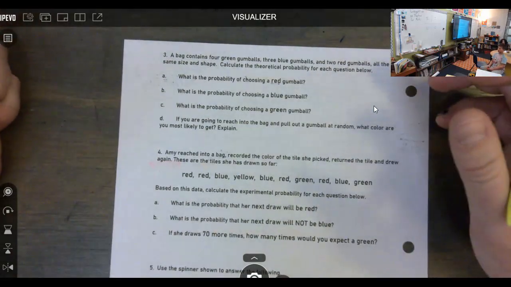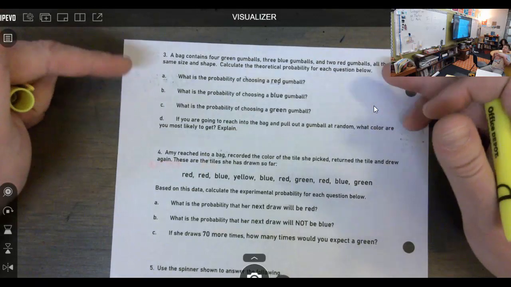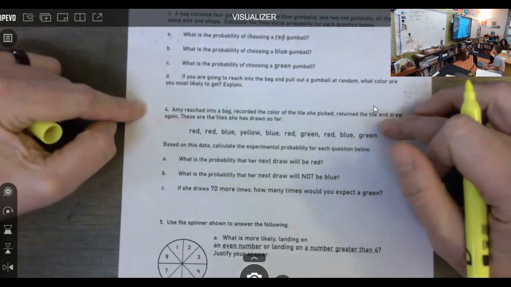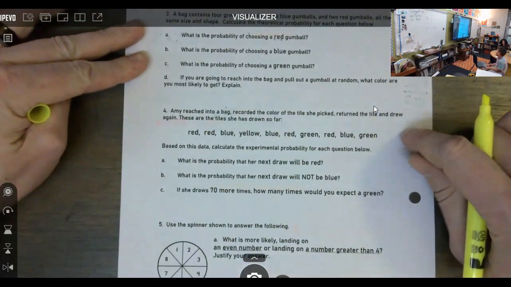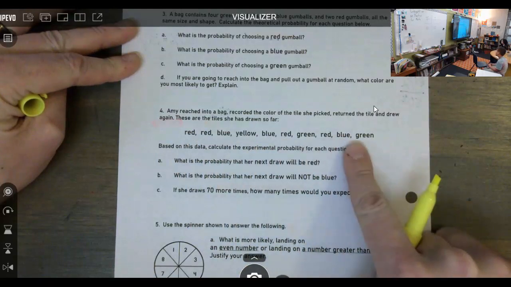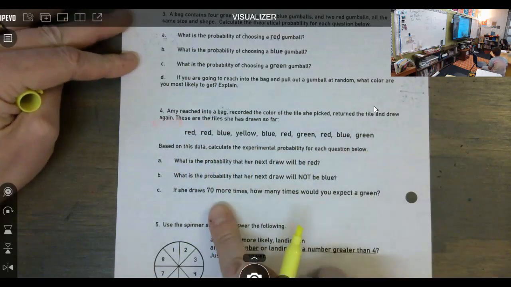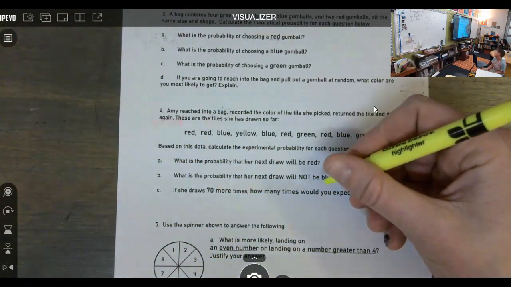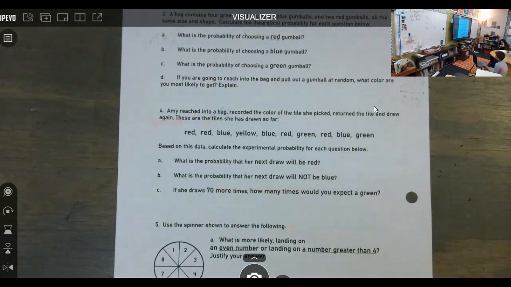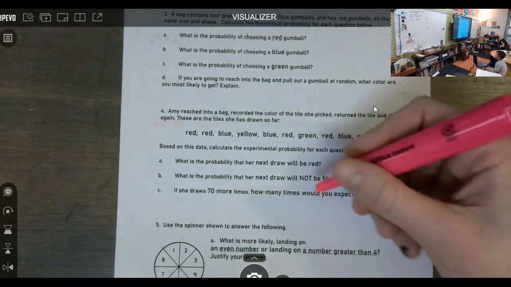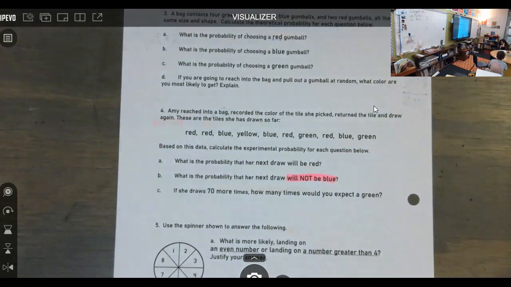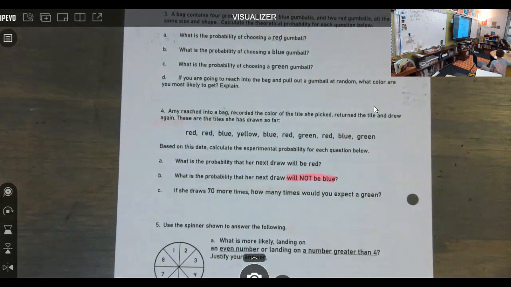There weren't any big mistakes from number 3. And number 4, double check your total. If you got this one wrong, double check your total. C was the biggest. Okay, before we get down to there, in part B, the next draw will not be blue. Some of us didn't read that quite carefully. The next draw will not be blue, so essentially all of the ones that are not blue over your total.